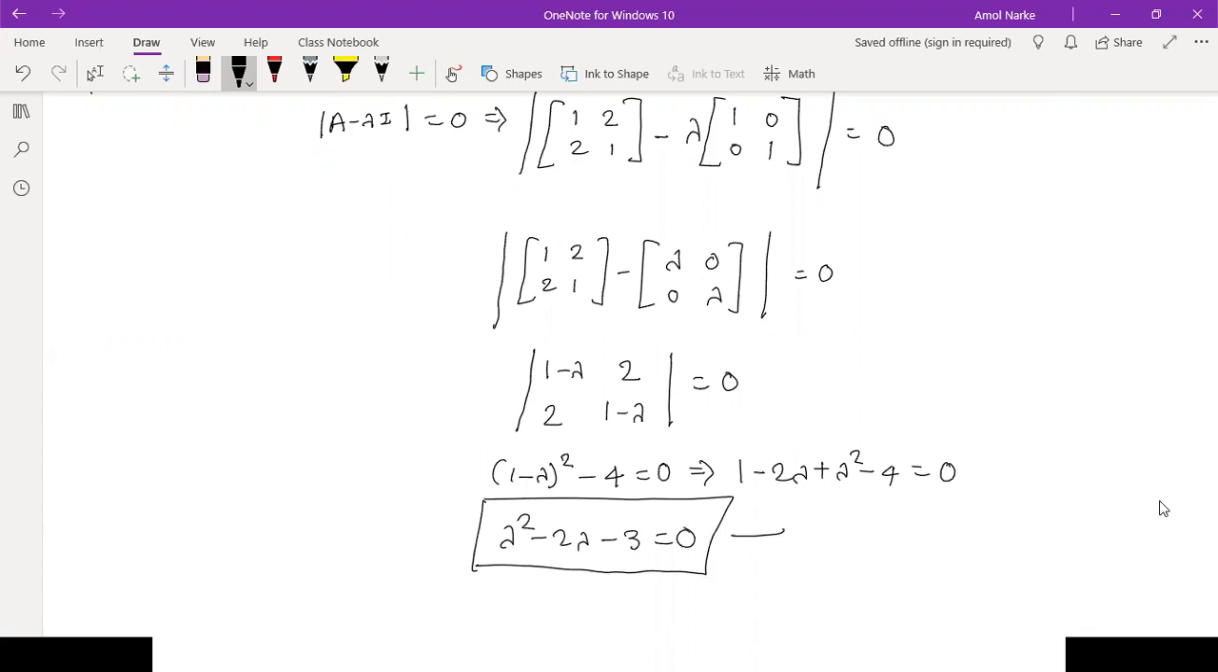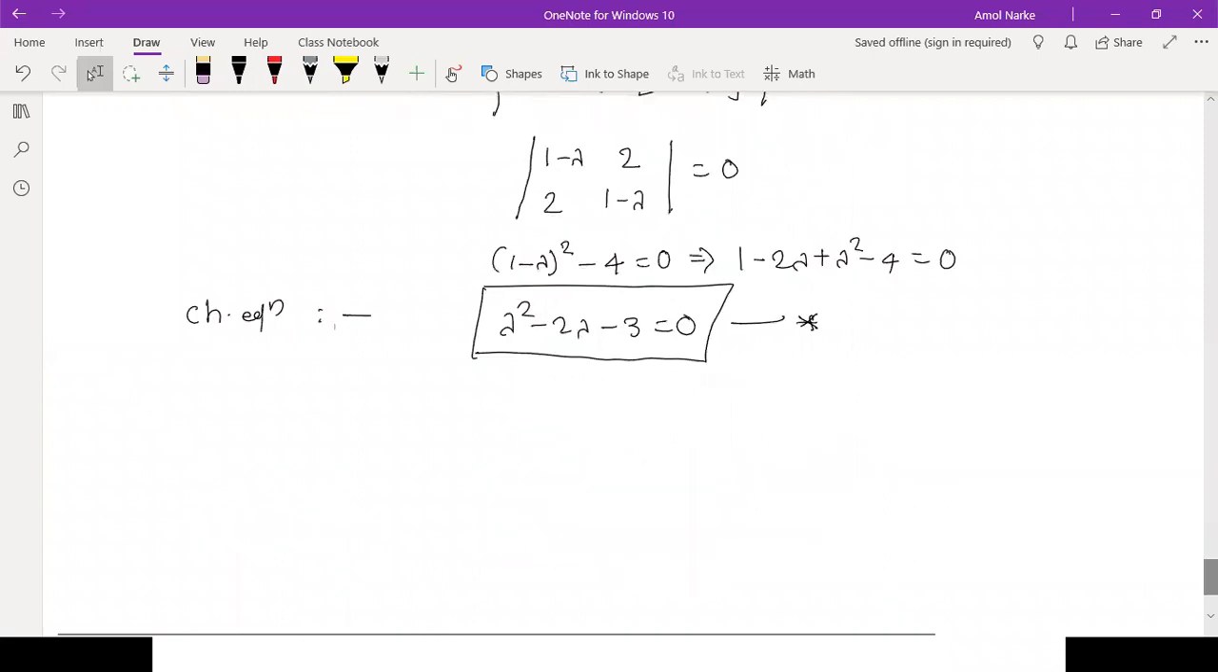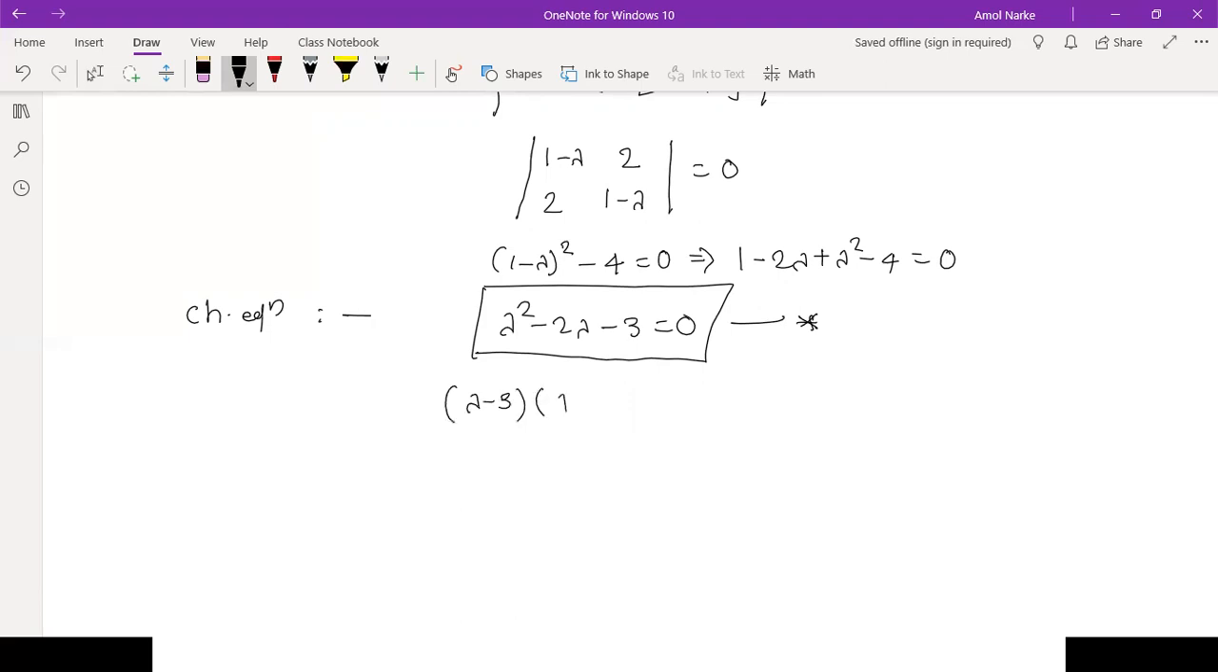So this is nothing but what you can call the star or CH equation, the characteristic equation. Now solve that equation and find the roots of that characteristic equation. Can someone tell me what the factors of that equation are? 3 and -1. So I can write down here (lambda - 3) and (lambda + 1), which is equal to 0. These are the correct ones. Check it out. Yes or no?